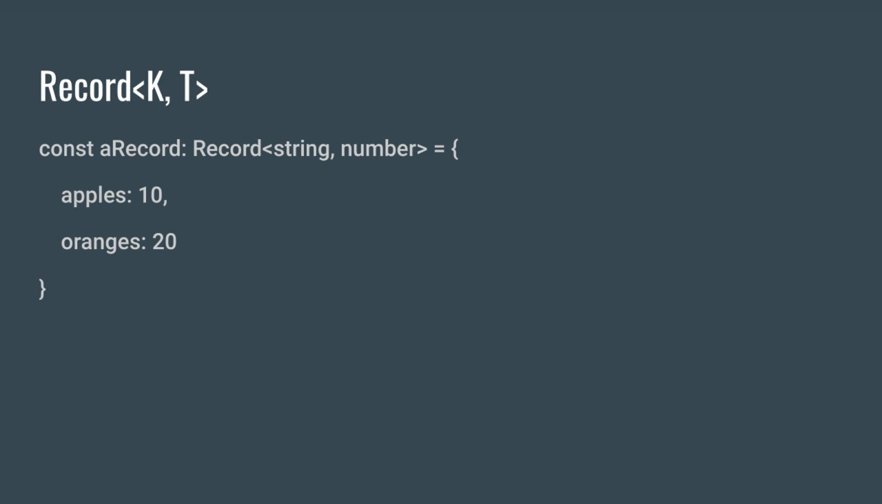And in order to describe such a map in TypeScript, we can use the Record type, which is a generic type which takes two generic type parameters. The first one is the type of the key, which in this case is a string, because apples and oranges keys are represented by a string, and for the value we specify the number type, because the quantities are numbers. Let me show you another example.